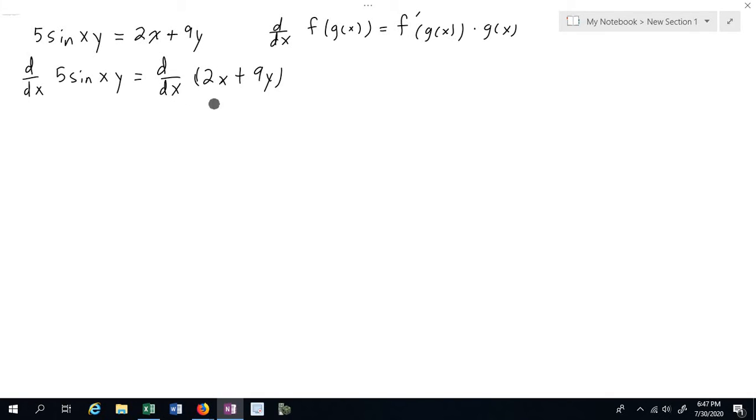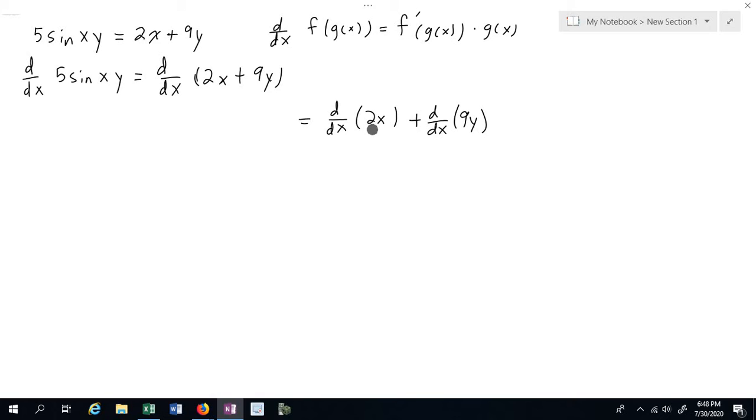Now, let's find the derivative of the right-hand side first. You're allowed to break this up across addition. That's one of the rules of differentiation. So we can break this up across addition. The derivative of 2x plus 9y is the same as the derivative of 2x plus the derivative of 9y. And then we're going to do each of these derivatives separately.